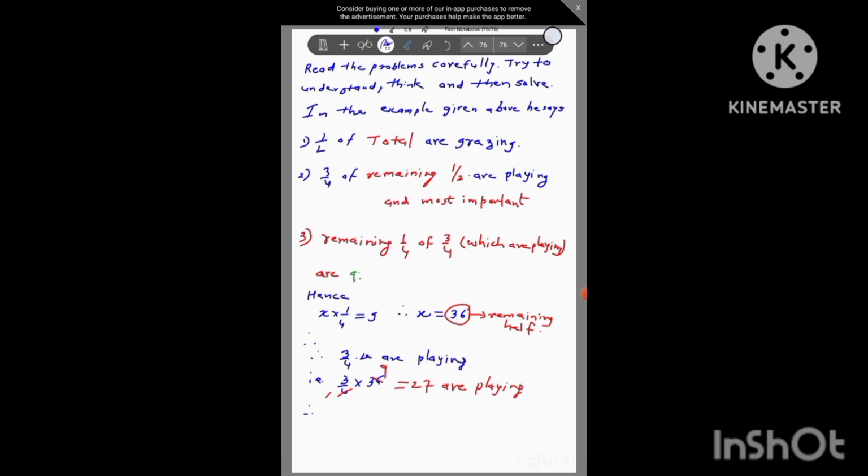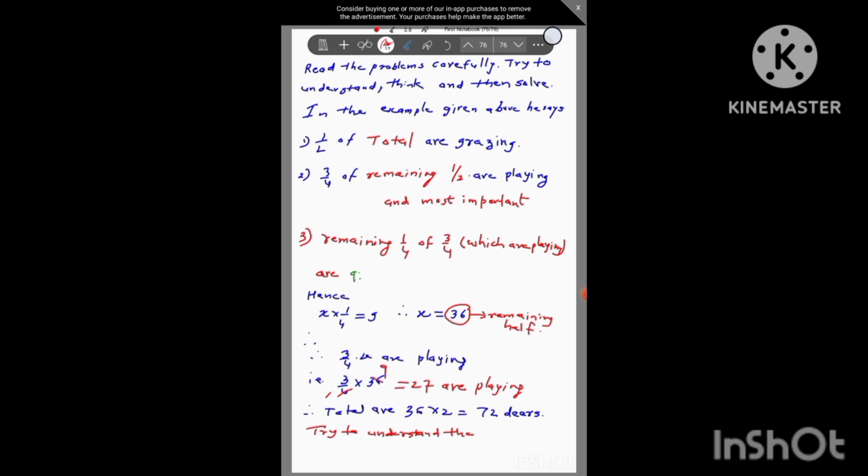Okay. So this is how you tackle the problem. It is very easy if you think about it. Got it? 36 into 2. So we have the total number. Then how many are playing? That is 27. And how many are drinking water? It is 9, which is given.